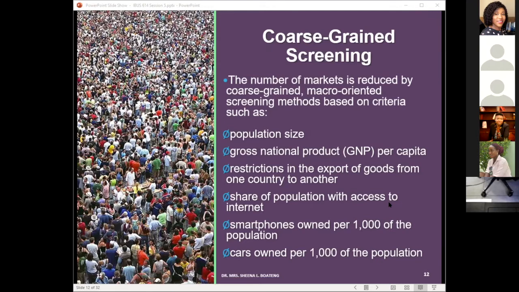We can also look at cars owned per 1,000 of the population. Several car companies have gone into India and pulled out, including car giants like General Motors. However, other car companies are in India and they are surviving. Car companies that are not very popular in other parts of the world, like Suzuki.